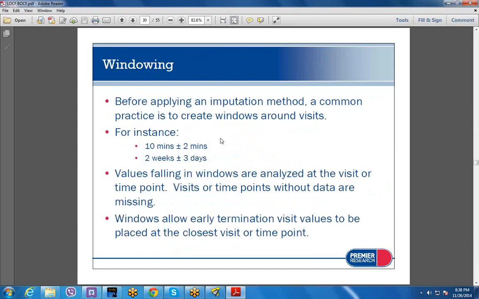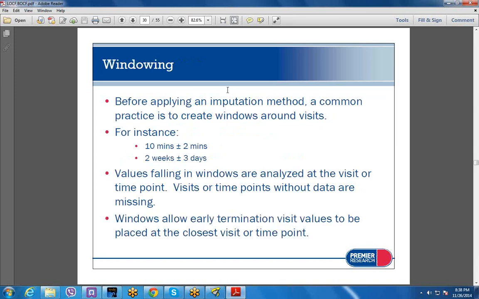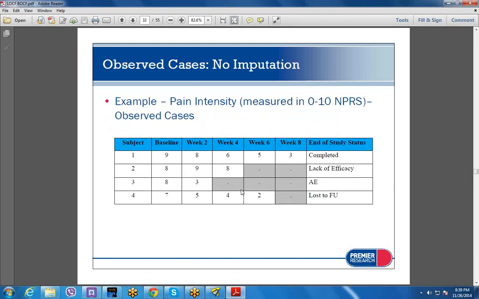We're talking about the imputation methods. There are three types of imputation methods commonly used: LOCF, BOCF, and WOCF. LOCF means last observation carried forward, BOCF is baseline observation carried forward, and WOCF is worst observation carried forward. Now let us see the scenario here.